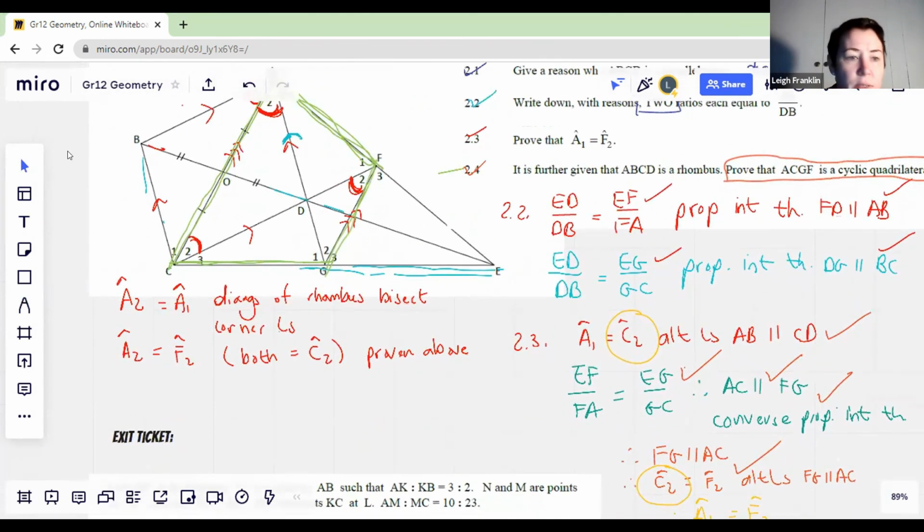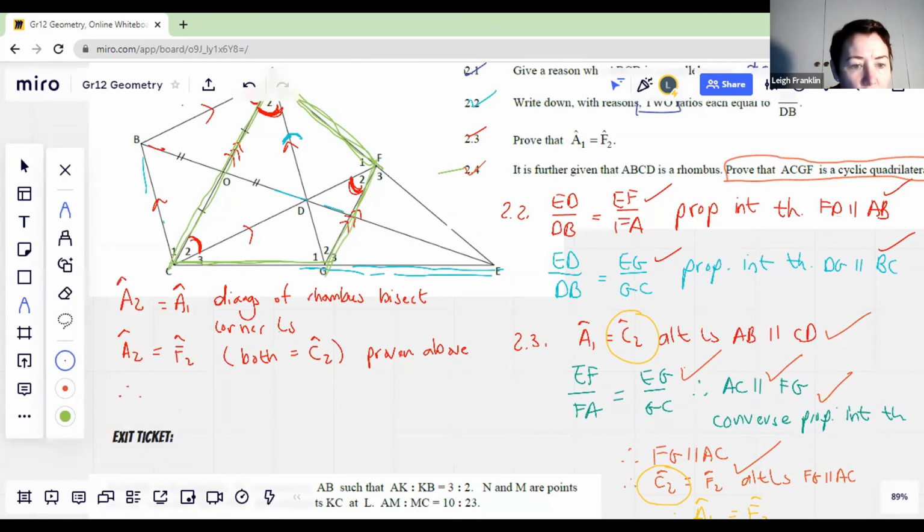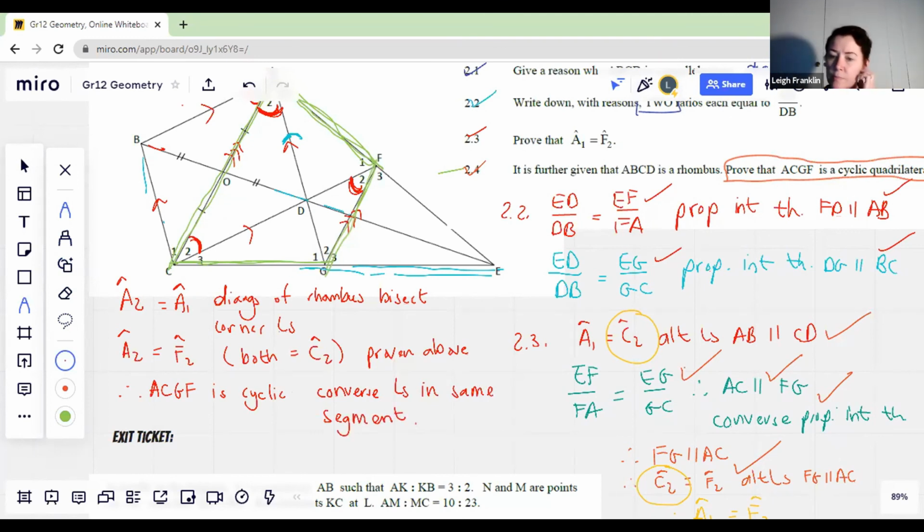Last statement. Therefore, ACGF is cyclic, converse angles in same segment.